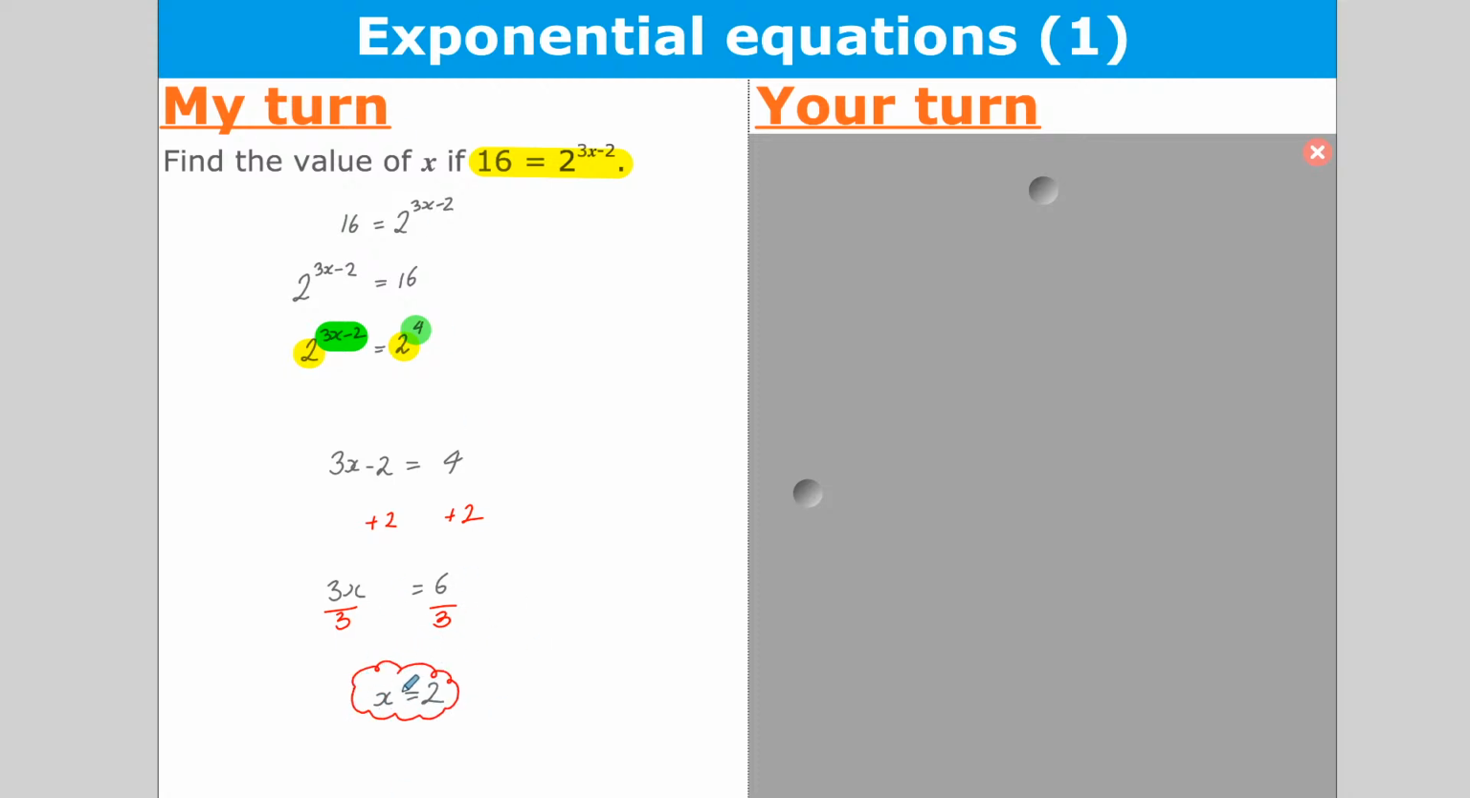What I should have said earlier, actually, I made a little bit of a boo-boo, so apologies. Always check back in your answer. Stick 2 back in here in the top. 2 to the power of 3 times 2 take away 2. 3 2s is 6. 6 take away 2 is 4. So this is 2 to the power of 4. Is that 16? You're damn right it is 16.